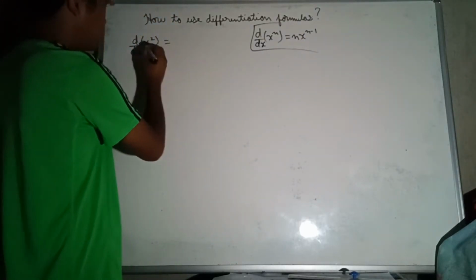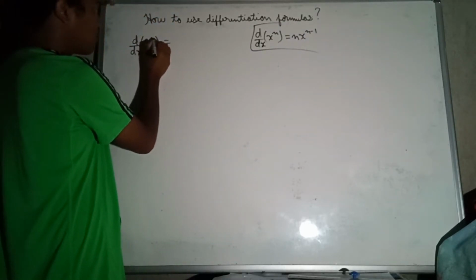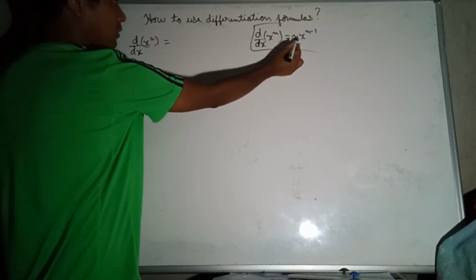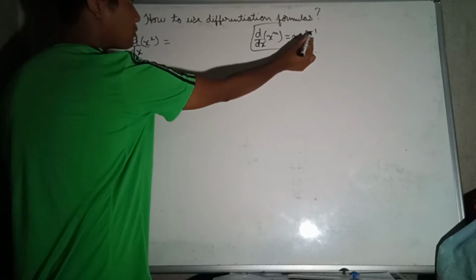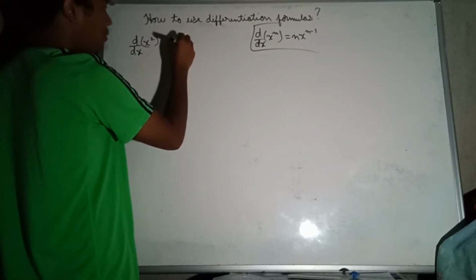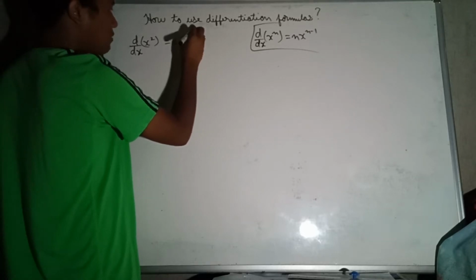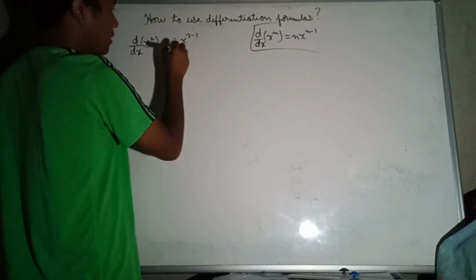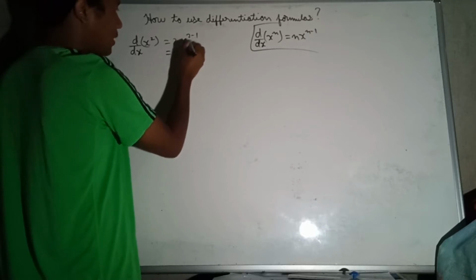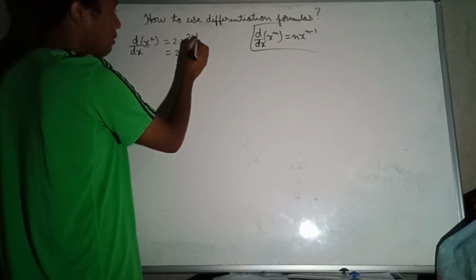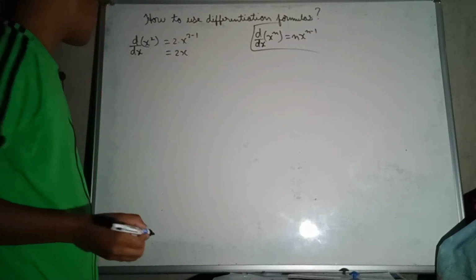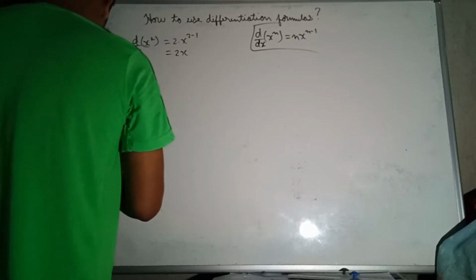So here, x to the power 2, so n is 2. Now applying n x to the power n minus 1, that is 2 into x to the power 2 minus 1. This is equal to 2 x to the power 1. Now x to the power 1 is x, so this is 2x.